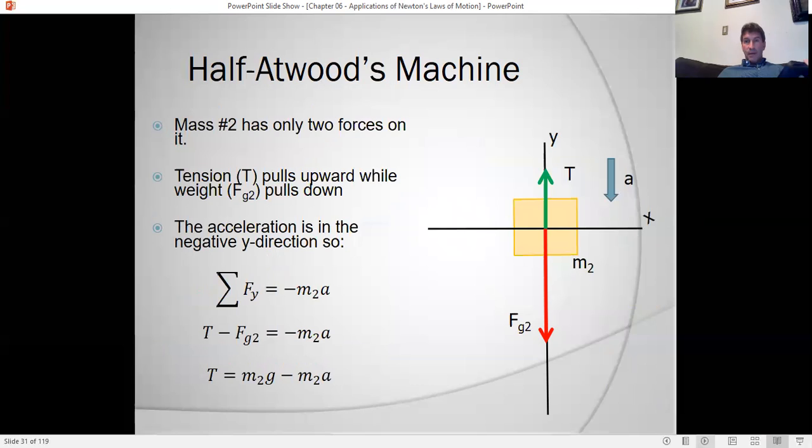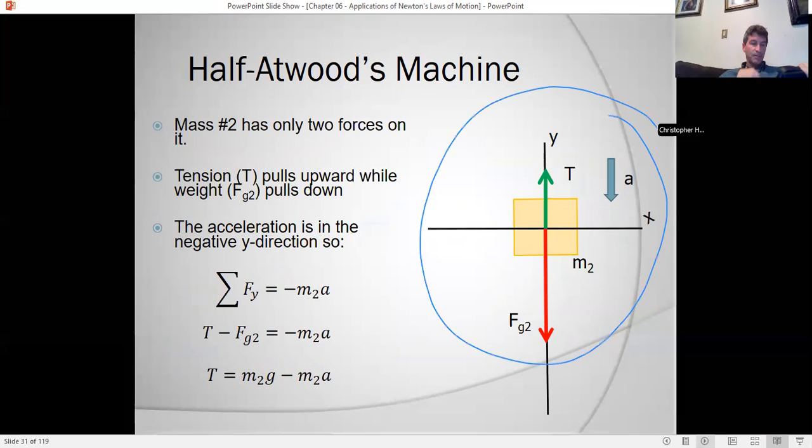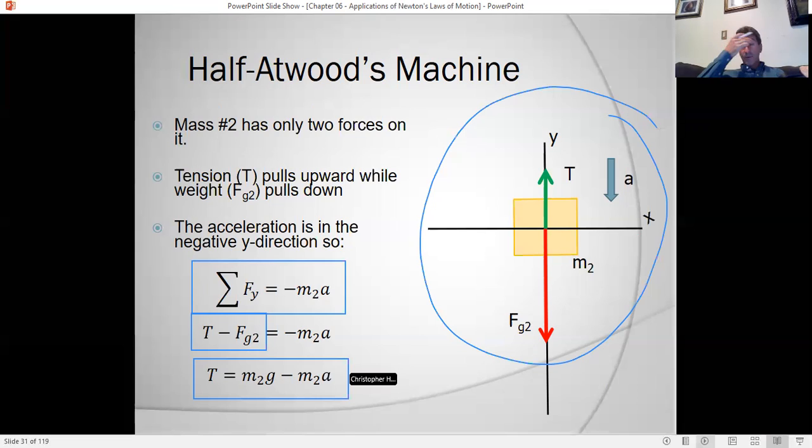Do a free body diagram. We did this with the Atwood's machine, so mass 2, which is the suspended mass, is really easy to do. It's moving in the y direction. It has acceleration downward. That's why we have negative m2a. Tension pulls up, weight pulls down. Here's our first equation. Same thing we did for the Atwood's machine.